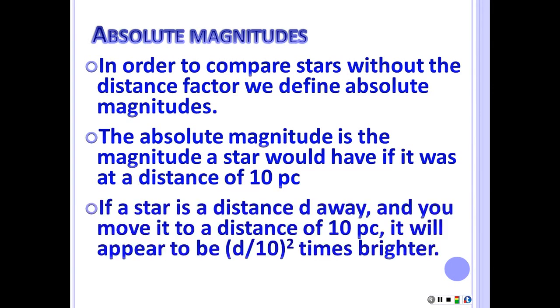So we move them to a distance of 10 parsecs. So that means that whatever distance they are away, we have to do that distance in parsecs divided by 10, squared. If it's further away than 10, it will be brighter, and if it's less far away than 10, it will be fainter, and that's how we do the scaling.